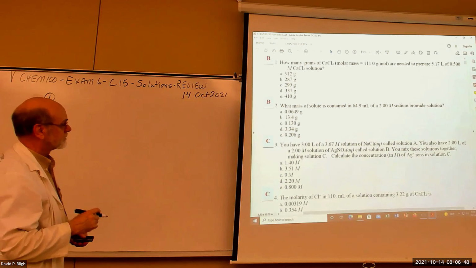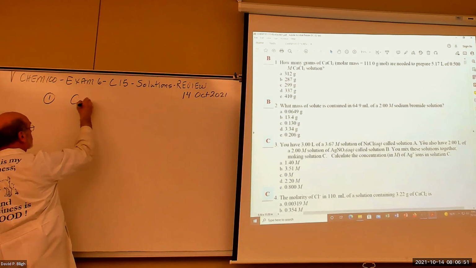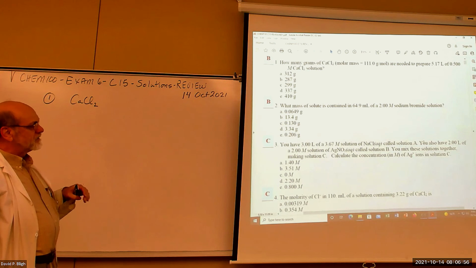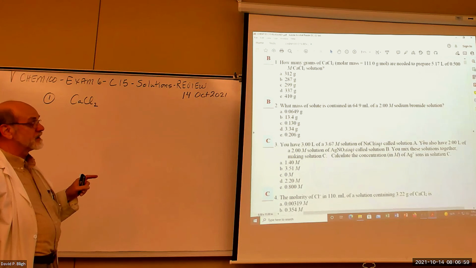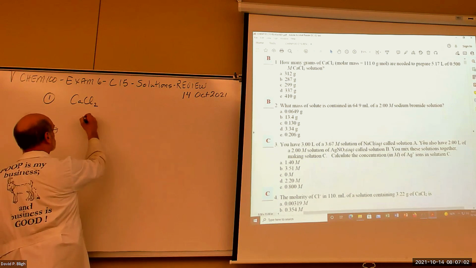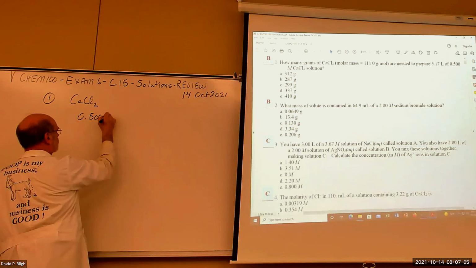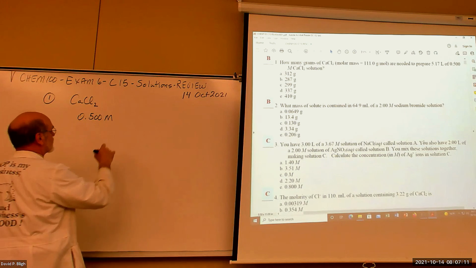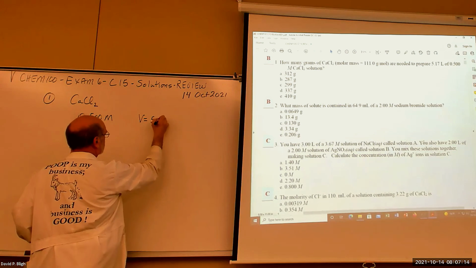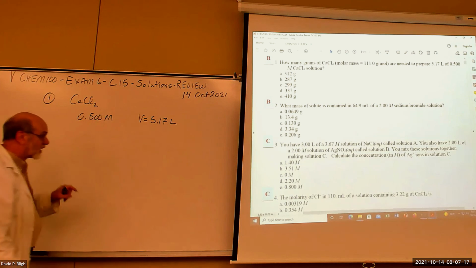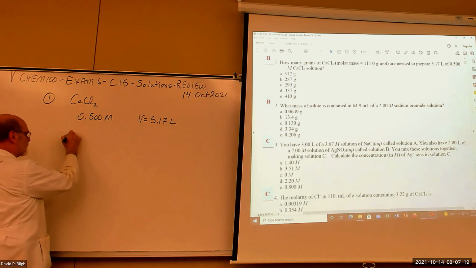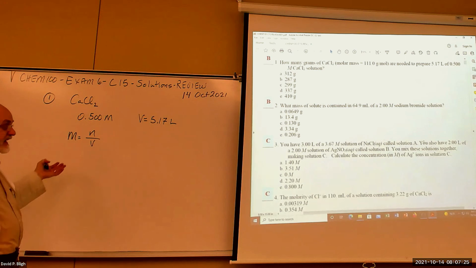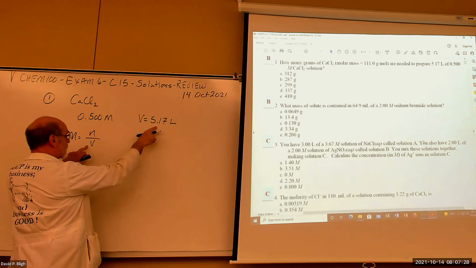Okay, so what are we given? Well, first of all, we've got calcium chloride to deal with. We're going to make a solution out of it. And the final concentration of calcium chloride is 0.5 molar. And our final volume is 5.17 liters. So we'll go back to the definition of molarity. It is moles per unit volume, which in this case is liters. So we have that already right here.